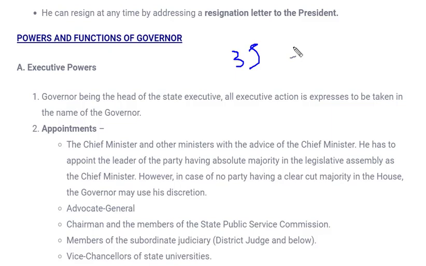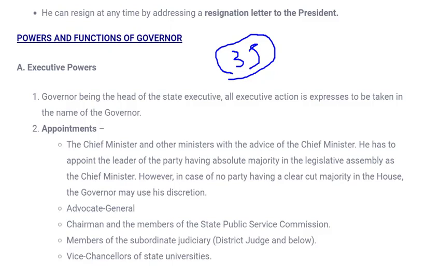But the two necessary qualifications for anyone to become a Governor are that he should be more than 35 years of age, and that he should be a citizen of India. Then only can he become a Governor. And there is no political power or any kind of political experience required to be a Governor. So this is the qualification of a Governor.